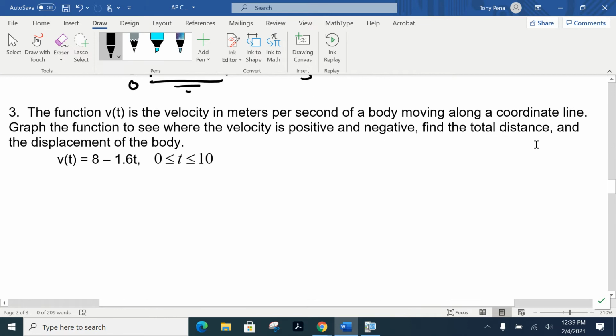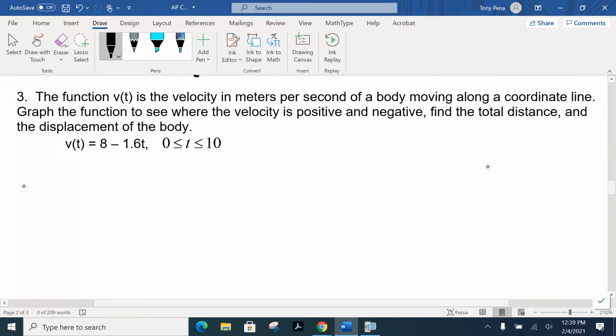All right, last one before we get to this AP question on the next page here. The function v of t is the velocity, so it's a velocity function. I'm going to have you do 3 different things. While I don't label it A, B, and C, let's label them that. Letter A, what I want you to do first is graph this function to see where our velocity is positive and negative.